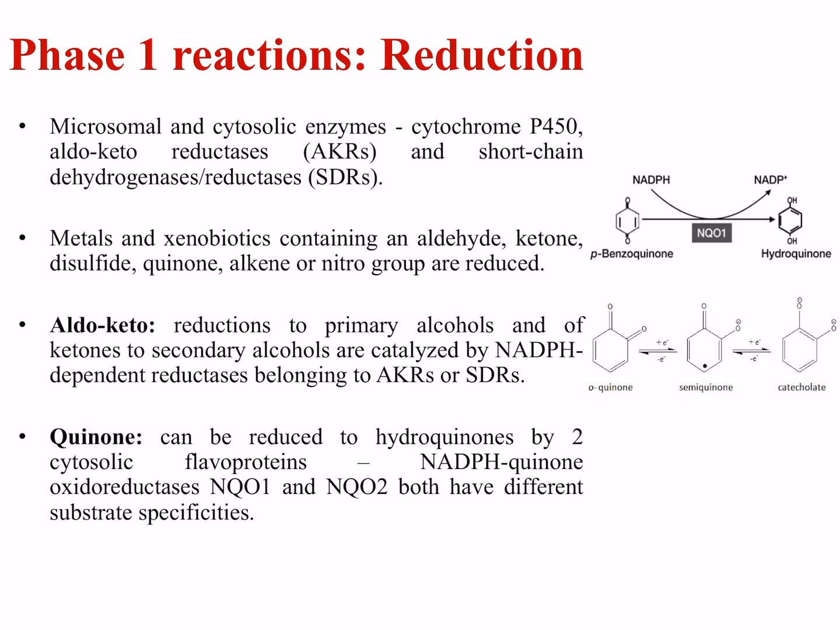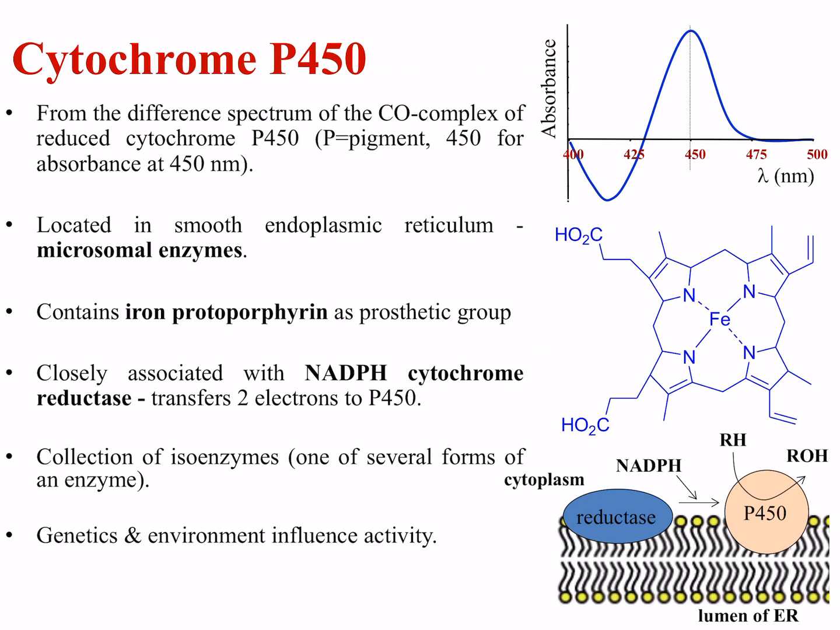So, one of the major contributors to biotransformations are the cytochrome P450 family of enzymes, so called from the difference spectrum of the CO complex of reduced cytochrome P450, where P stands for pigment, 450 stands for 450 nanometers, the wavelength at which it's absorbing light. This family are located in the smooth endoplasmic reticulum and are also known as microsomal enzymes. They contain an iron protoporphyrin ring, as is shown in the diagram on the right, and they use this as a prosthetic group. They are closely associated with NADPH cytochrome reductase and transfer 2 electrons to the P450 molecule.